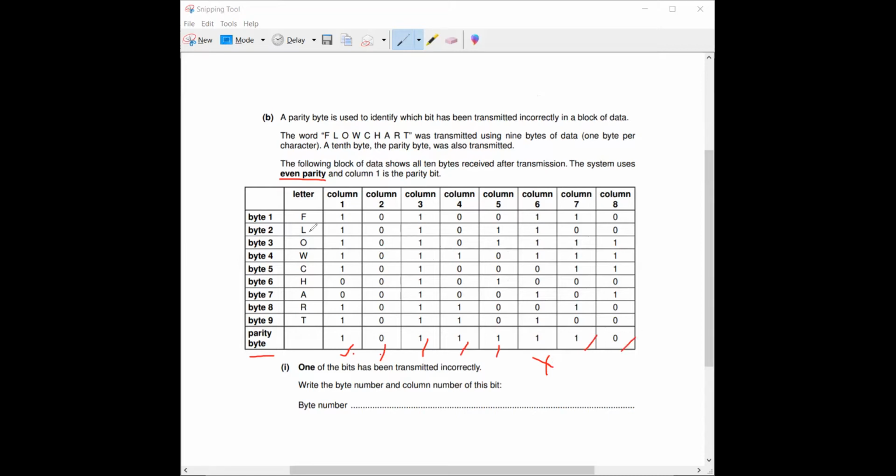Then you have to find out the other way. That is a row. 1, 2, 3, 4, this is correct, because it is even. They have given even parity in the question. 1, 2, 3, 4, also correct.